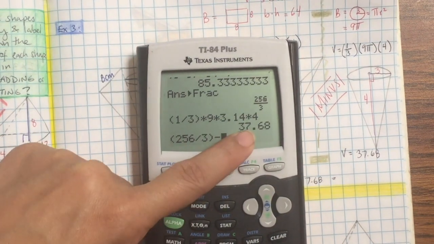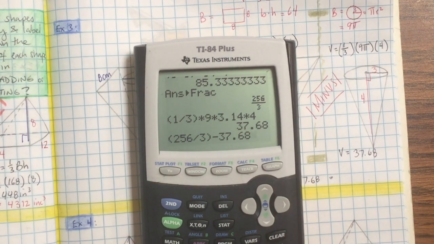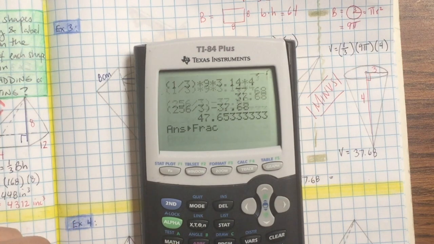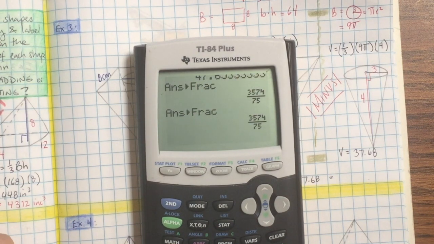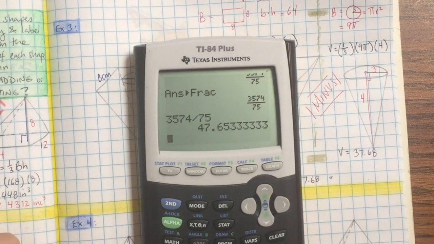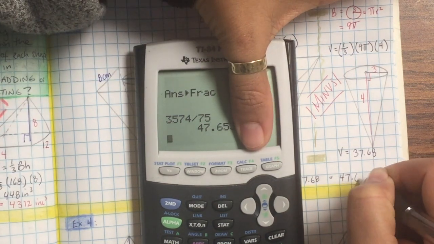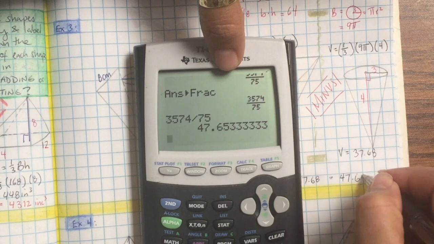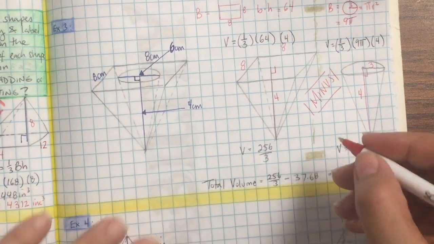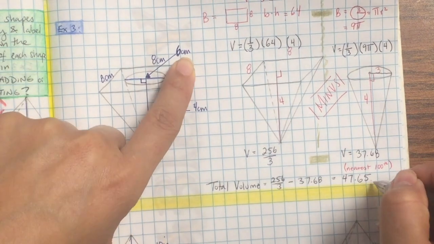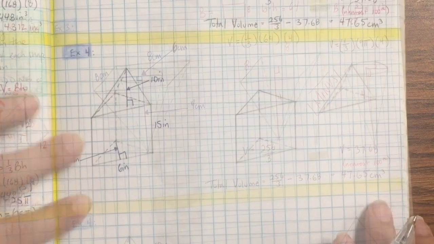This is a listening check. Put a box around the answer and color it in. All right, 47.653333. And as a fraction, that's what it is. But I'm going to round to the nearest hundredth. So that's 2 numbers after a decimal. And then what does the number after 5 do? 3. Nothing. So it leaves it as 47.65. And the units are centimeters cubed.